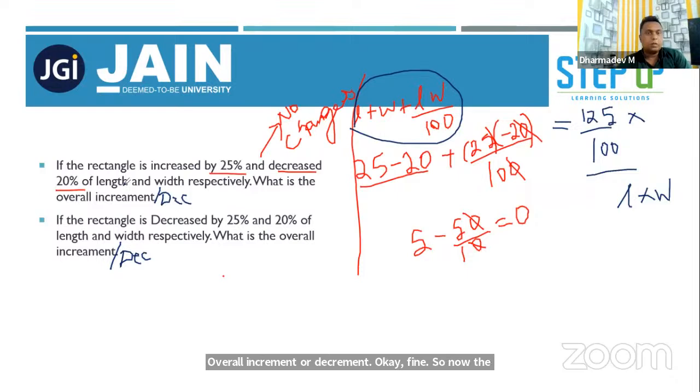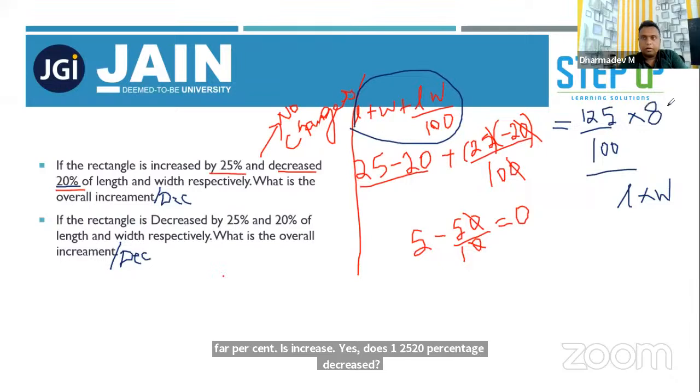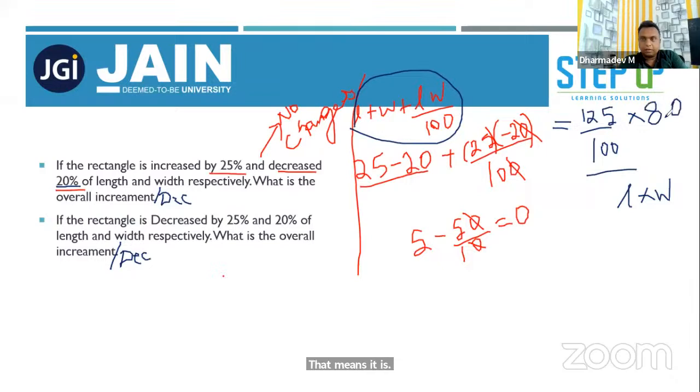It is said the width is a 20% decrease. Decrease means how many percentage is the width right now? We'll do everything, don't worry, Vivian. 25% increase, yes, it is 125. 20% decrease, that means it is 80%.